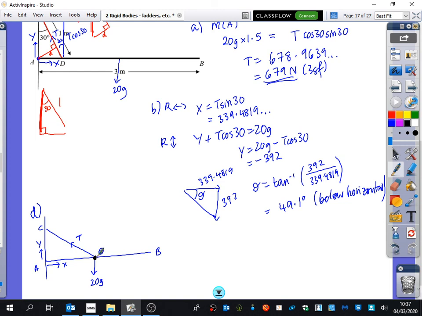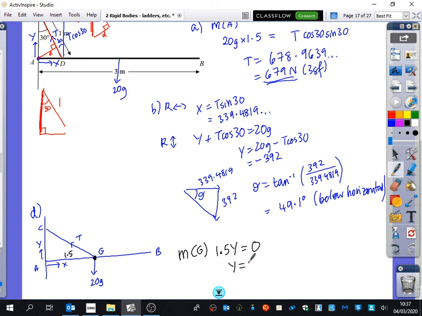What other ones are going to do that? The 20G is also going through G, so it will also have a 0 moment. Which else has a 0 moment? X is also going through G, so we'd have a 0 moment. So the only thing that we need to do when we're taking moments about G is we just need to take moments with the Y force. Now this distance is 1.5 meters and it's already perpendicular, so we just get the perpendicular distance multiplied by the force is equal to, well, there's nothing else doing it, so it's got to be equal to 0.